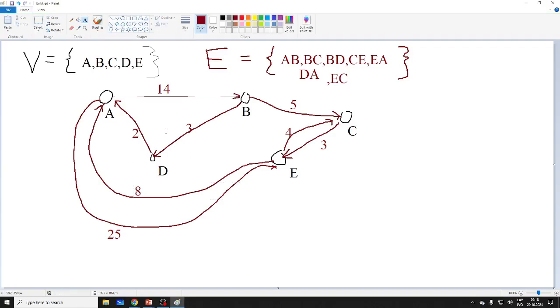Okay, so now the question is, from A to E, right? You have a direct connection of 25, right? But that's not the shortest path, because you have A, B, B, C, C, E. That's what? 14, 5, 3. That's going to be 22, right? So that would be the answer here. Of course, this is an extremely simple example.